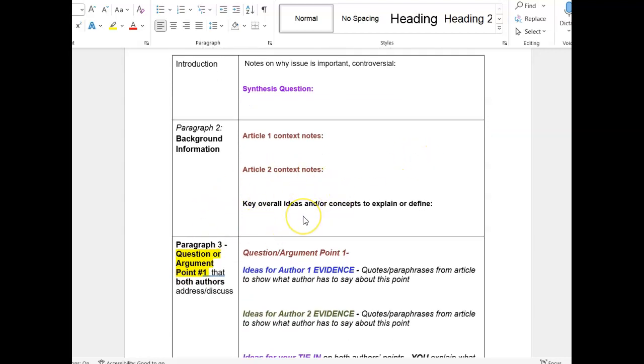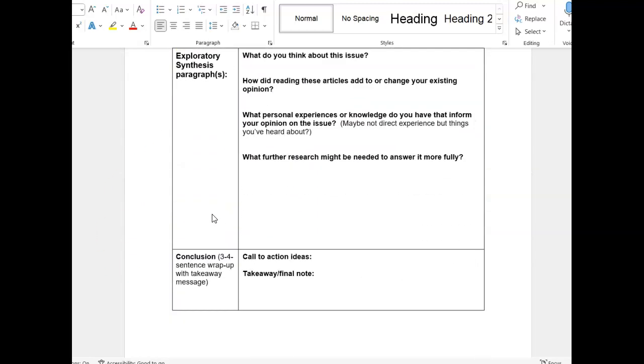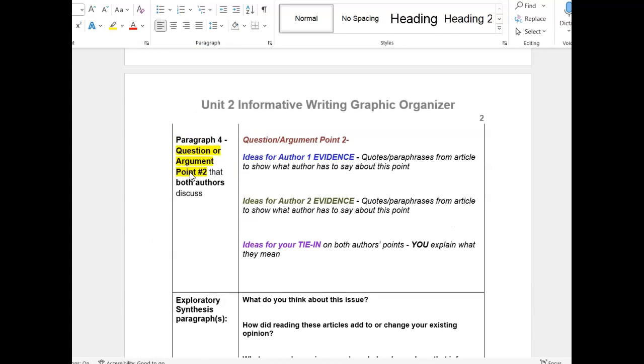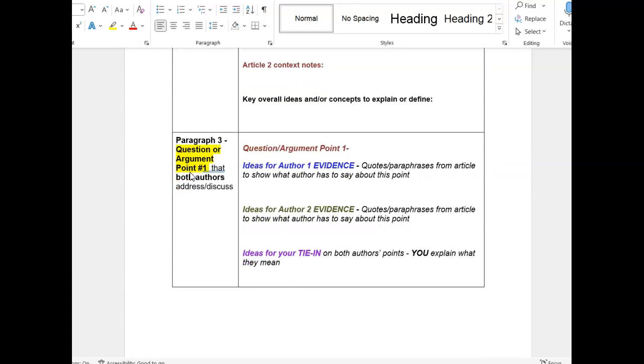Key overall ideas and concepts to explain or define would be anything that you think is important to know going into this. Then we get into these sections: paragraph 3, paragraph 4, and then the exploratory synthesis paragraph. You can see that these sections are breaking the paper up into paragraphs that you're going to include in your paper ultimately. For paragraph 3 and 4, what you're looking for is a question or argument point that both authors address or discuss. And that's what you're going to write over here where it says question/argument point 1.